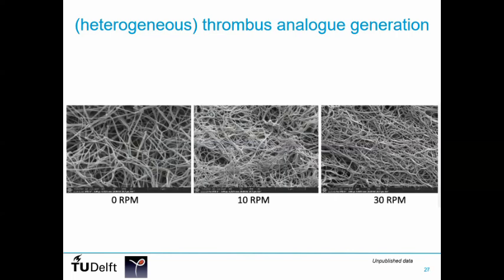Once you make them, you can take a look at them, and you can see that the speed of rotation of the device that we use definitely has an influence on the microstructure of the thrombus that we generate. So this seems to be also a good tool to play around with that aspect of the whole microstructural mechanical coupling. And you can also try to quantify that.